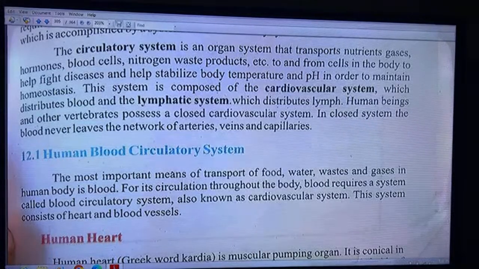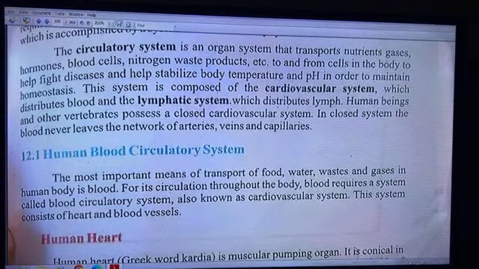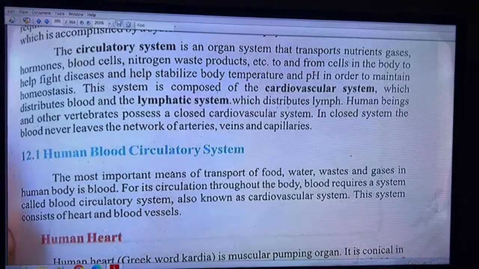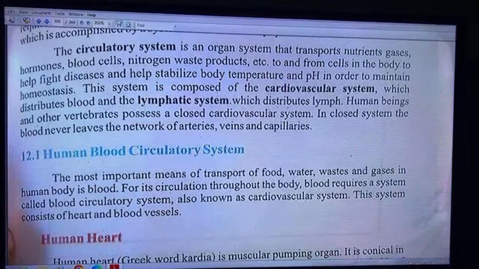This system is composed of the cardiovascular system, which distributes blood, and the lymphatic system, which distributes lymph. Human beings and other vertebrates possess a closed cardiovascular system. In a closed system, the blood never leaves the network of arteries, veins, and capillaries.